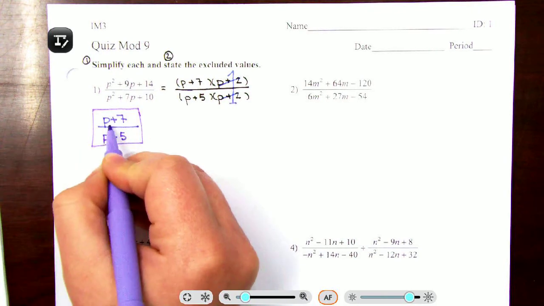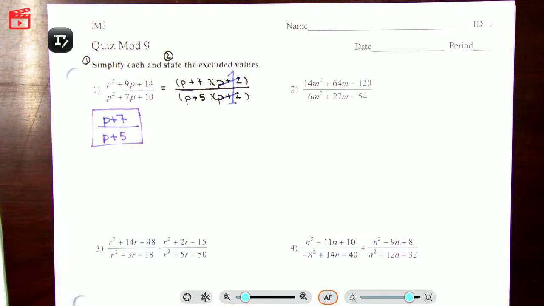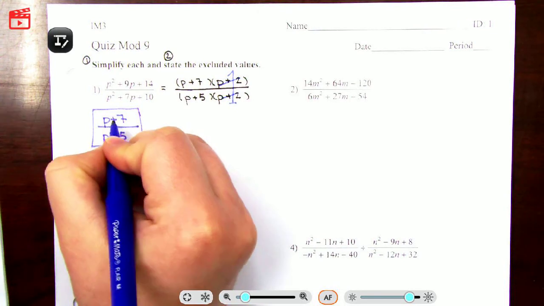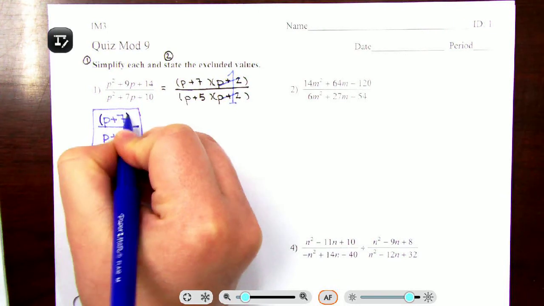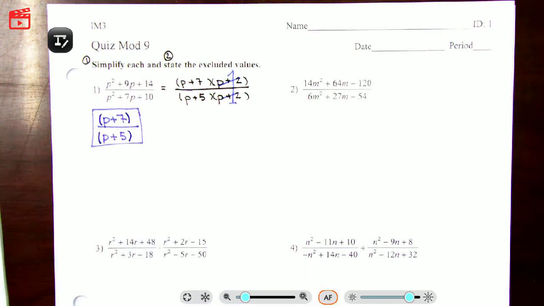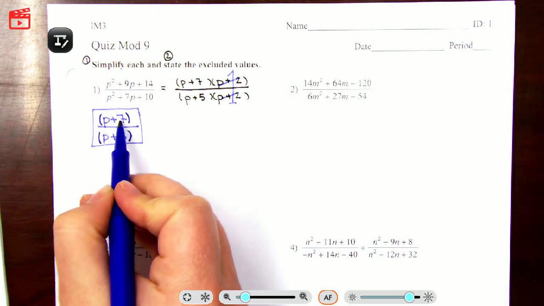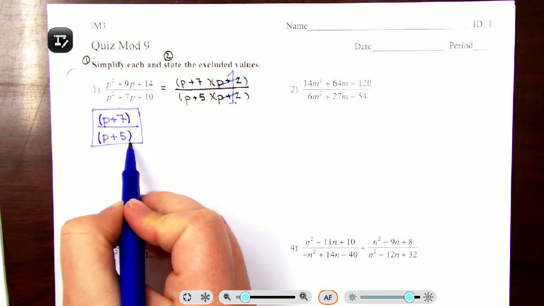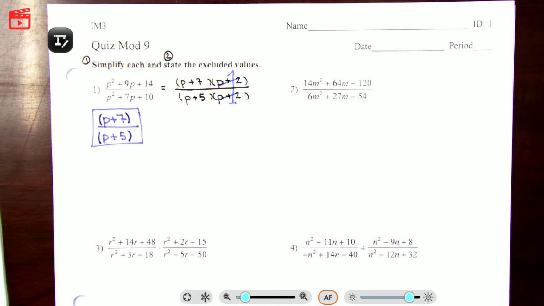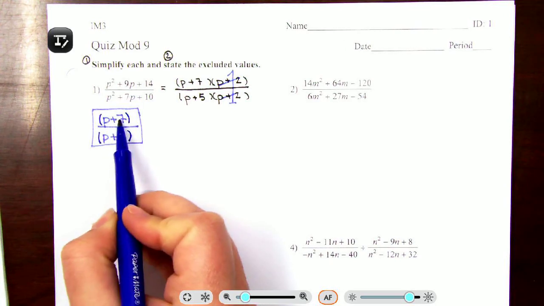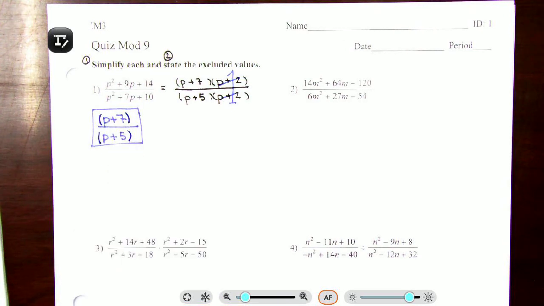Now, you cannot cross out these two p's. Because of this addition, that means these two are grouped together. You have one bubble on top and a second bubble on the bottom. You cannot split up the terms in a bubble. The only way you can split up terms in a bubble is if you can factor something out and turn it into multiplication. There are no common terms here that we can factor out. There is no GCF, anything like that, so we leave it.